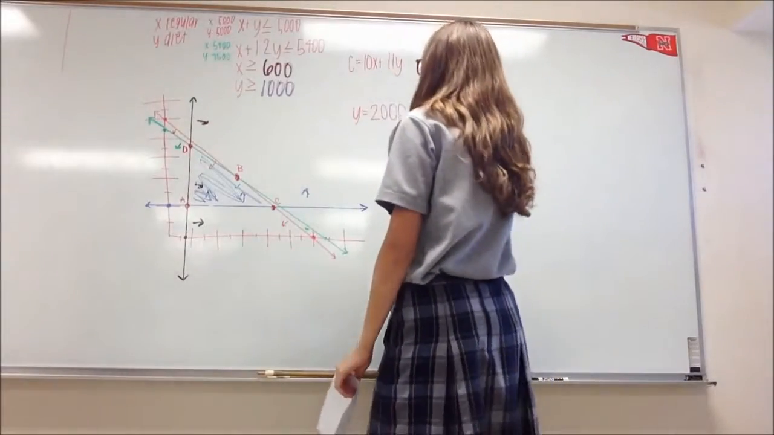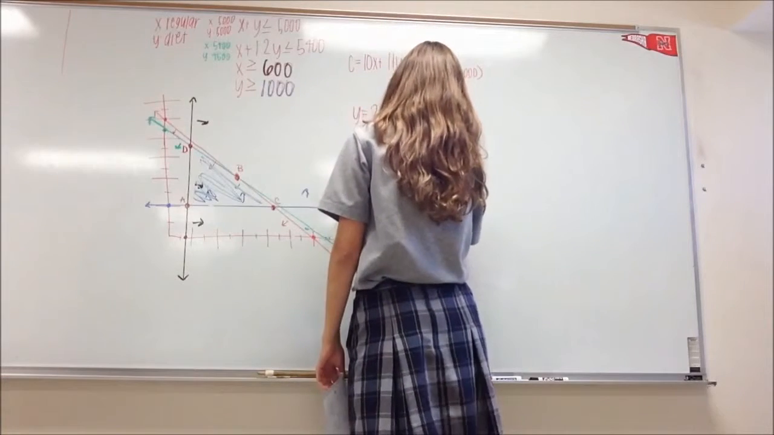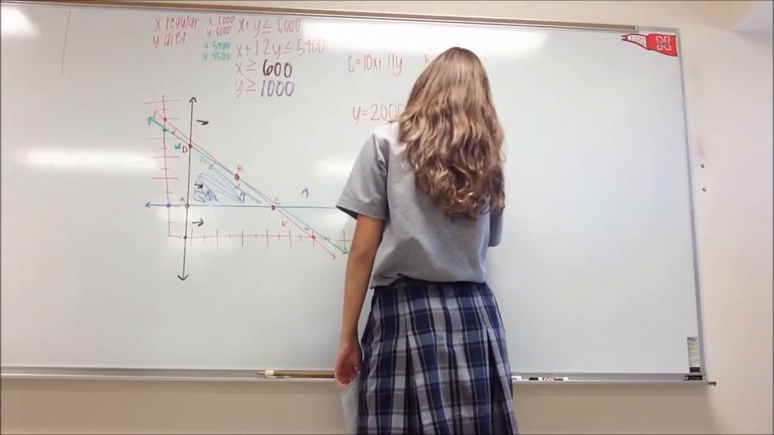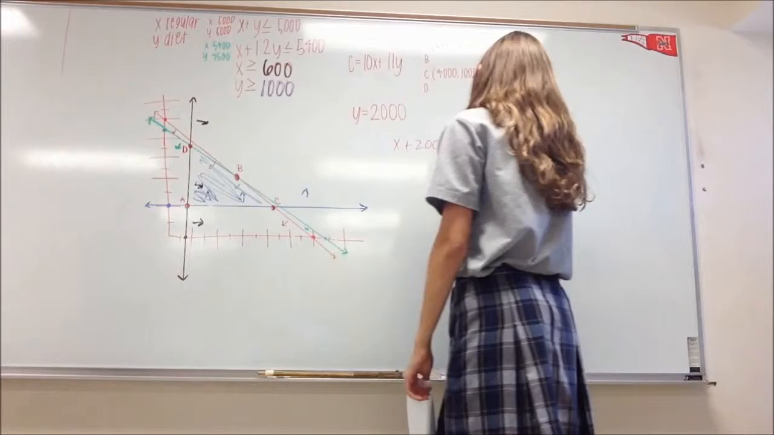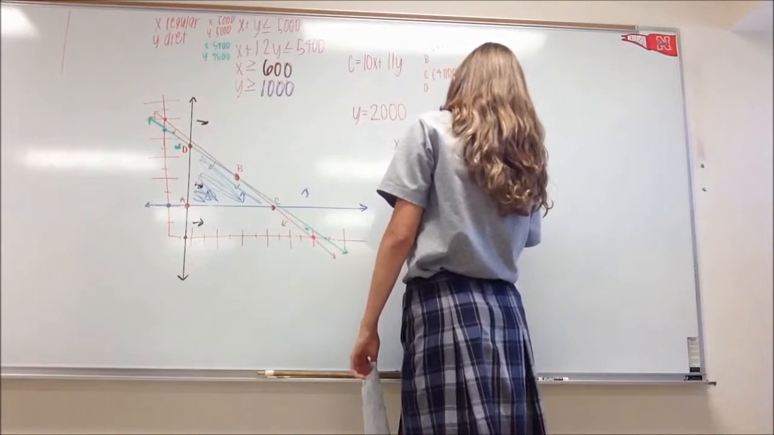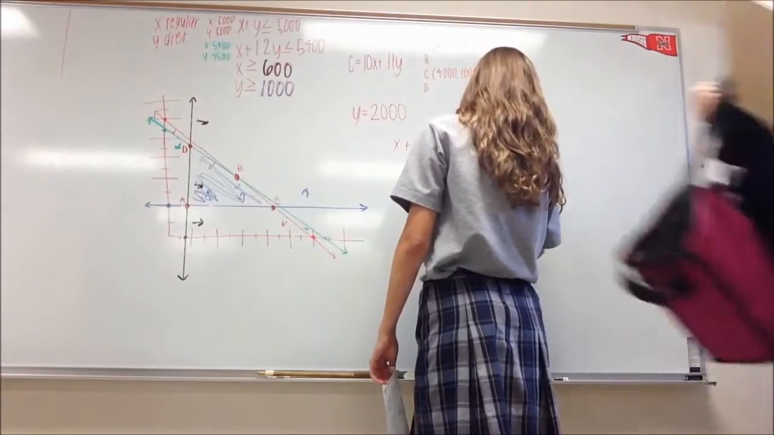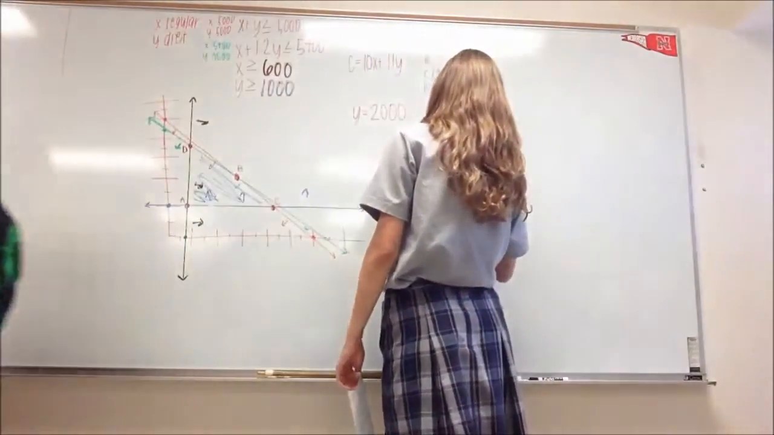And you plug in 2,000 into this equation, so you get x plus 2,000 equals 5,000, which gives you 3,000. Okay, stop. Hold on.